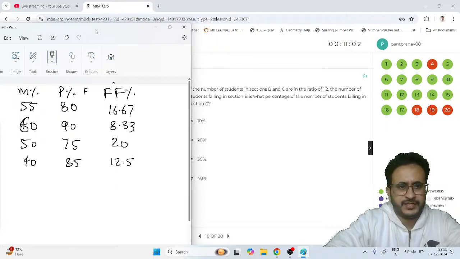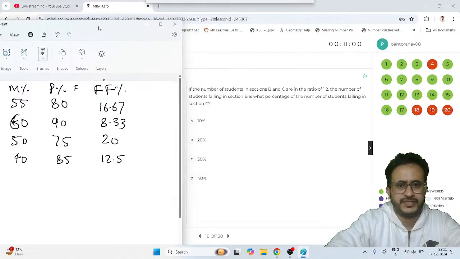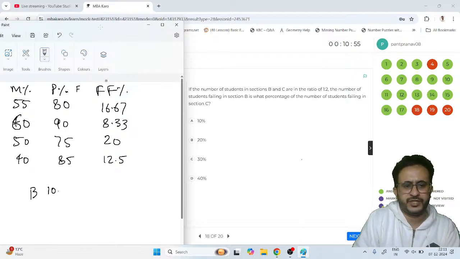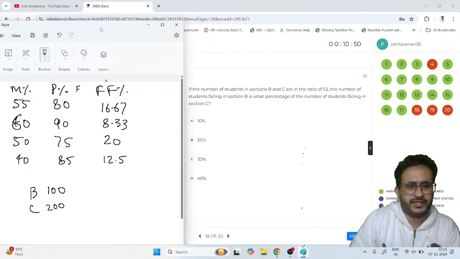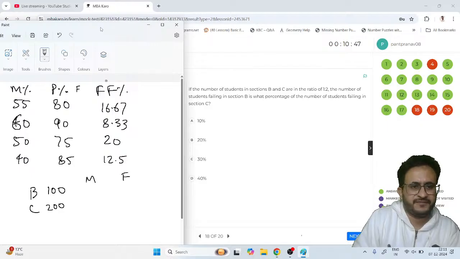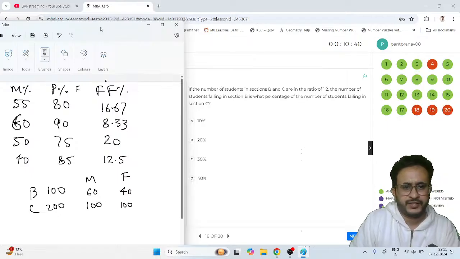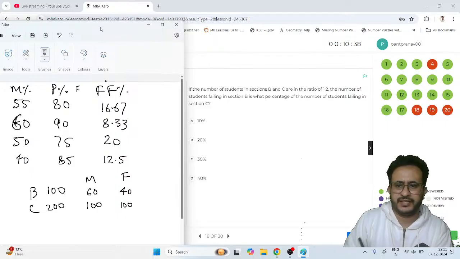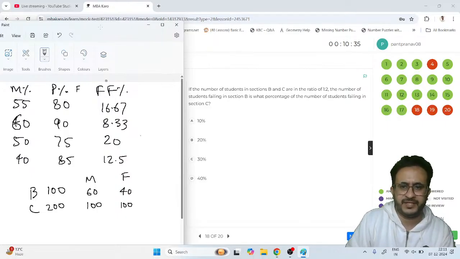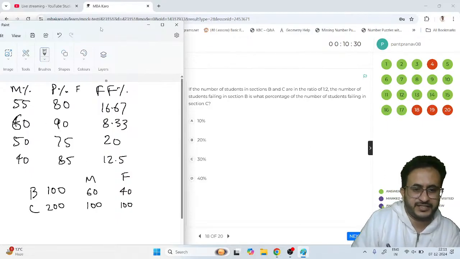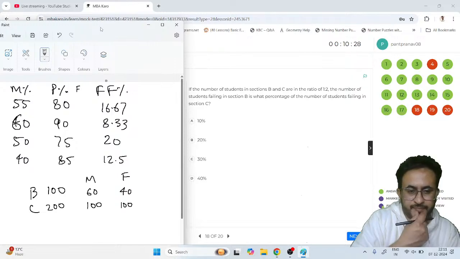Okay, so let's see the question. It says the number of students in sections B and C are in the ratio 1 to 2. So for B, if we take 100 students, and for C, 200 students, there will be male and female. Male will be 60 and female will be 40, and here it will be 100 and 100. It says the number of students failing in section B is what percentage of the number of students failing in section C. Although we are not getting integer values, we will just look at the numbers and do it.